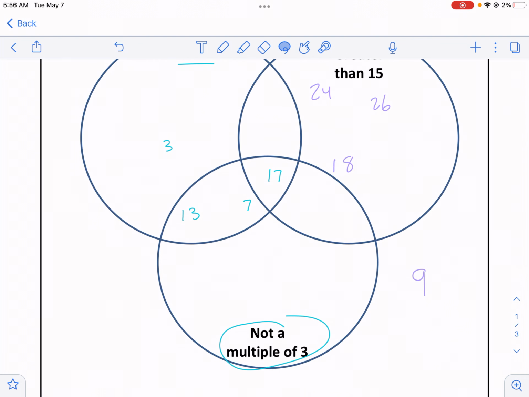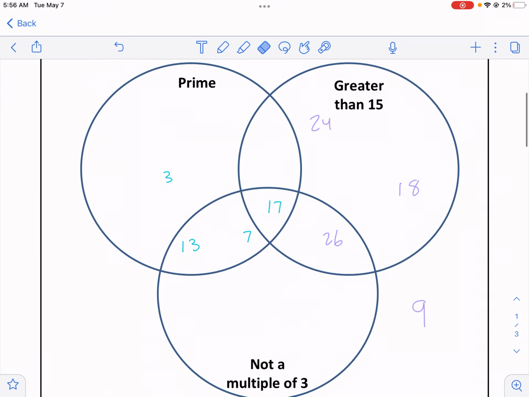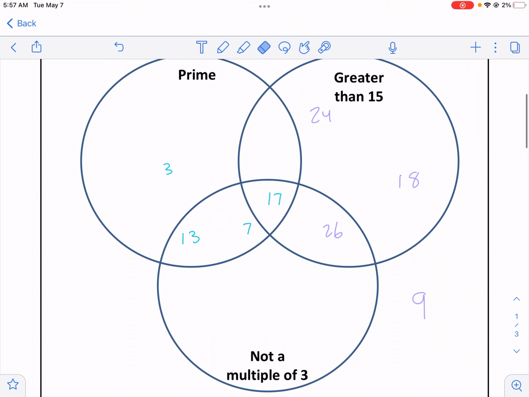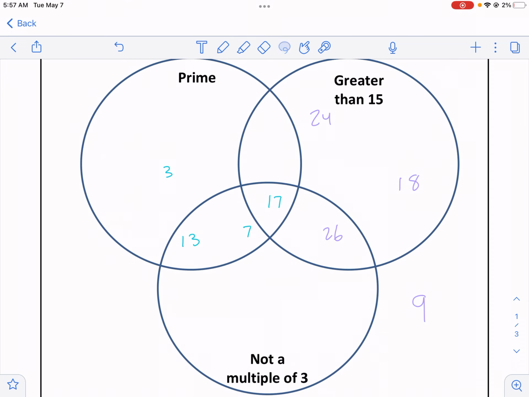Well, 18 is a multiple of 3, okay? So it can't go inside that circle. 18 needs to stay here. Is 26 a multiple of 3? 3 times, nope, nothing gets to 26. So I can put 26 into this category, okay? So 26 is not a multiple of 3. I can put it there. And what about 24? Well, 24 is greater than 15. It's not prime, and it is a multiple of 3. 8 times 3 gives you 24. Therefore, I cannot put 24 into that category. So this one, 24, can't go in either, because it is a multiple of 3.